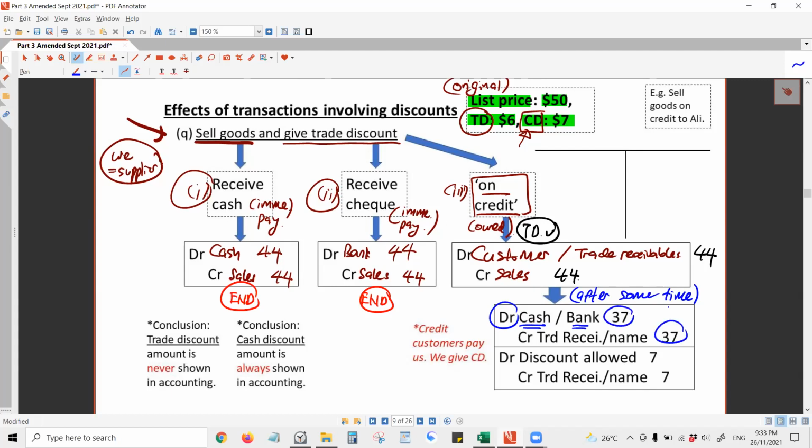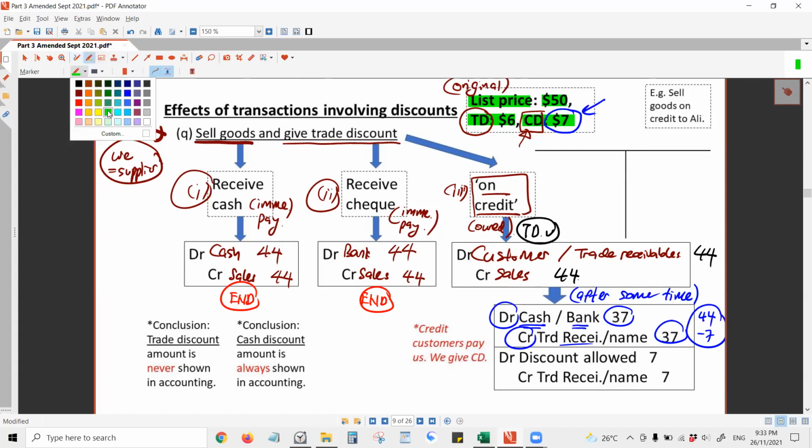So now we assume that customers pay punctually. Therefore, you can minus the further $7 discount, the cash discount. How do I get 37? I take 44, the amount initially owed, minus 7. Therefore, we collected $37. So debit cash or bank, then you credit the customer's account, 37.